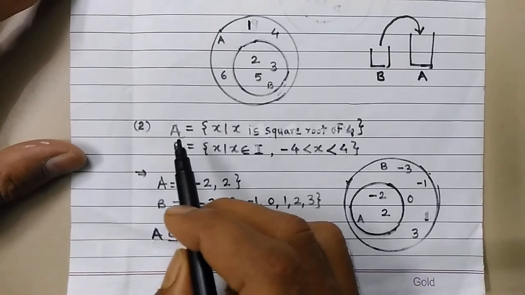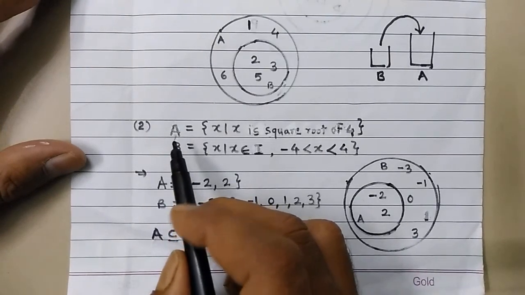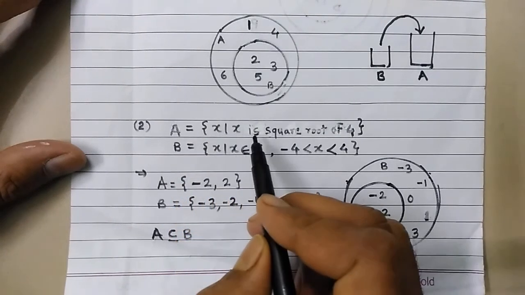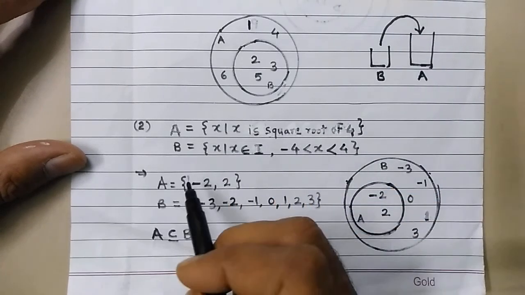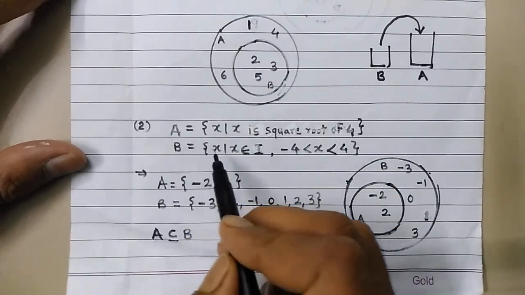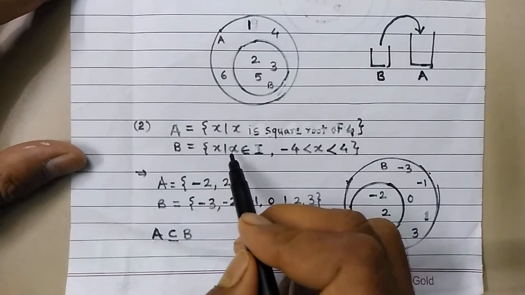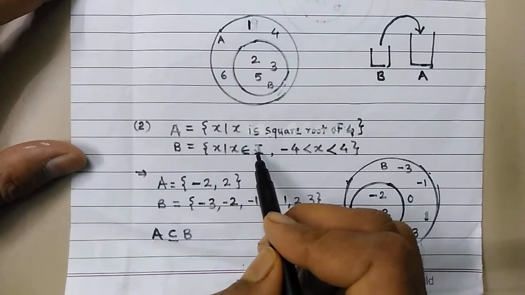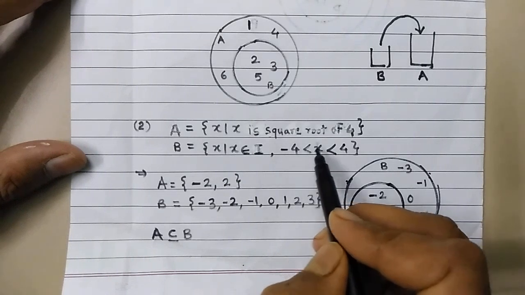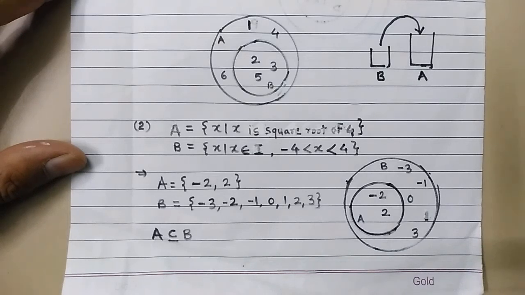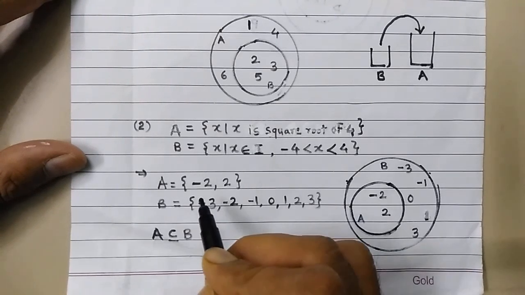Now we learn the subset relation by second example. A is the set of all elements X such that X is square root of 4. And the second set B is given here, in which B is the set of all elements X such that X is an element of integer set and minus 4 is less than X and X is less than 4. These sets are given in the rule method. First of all, we have to write them in the listing form. That means in the listing method.